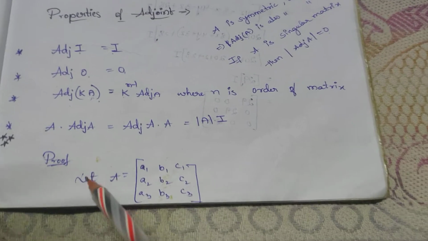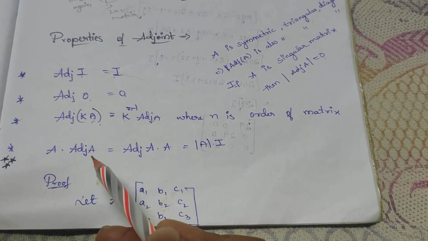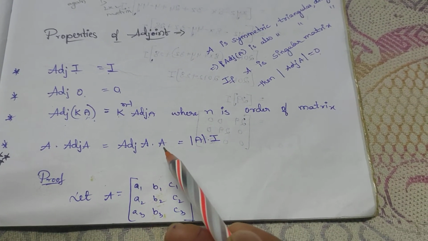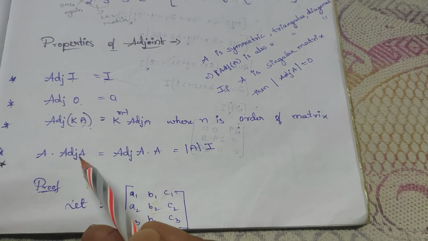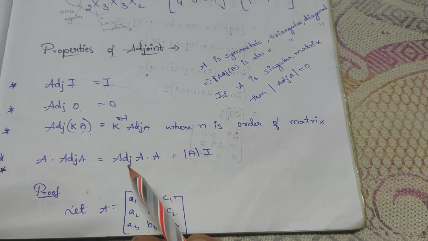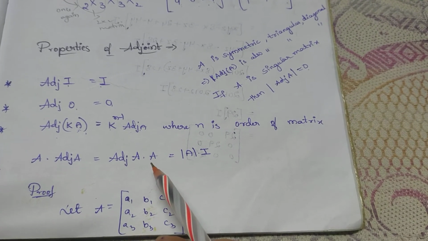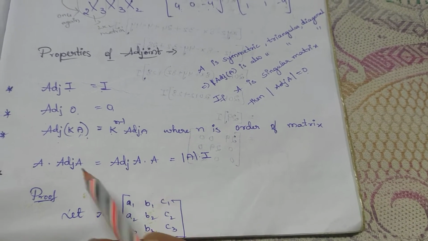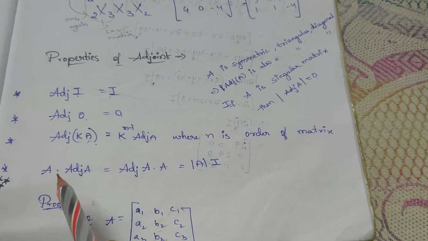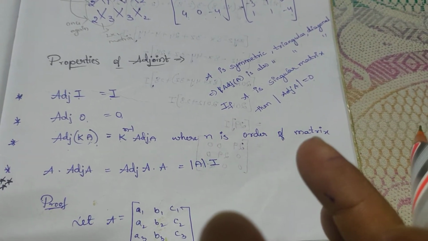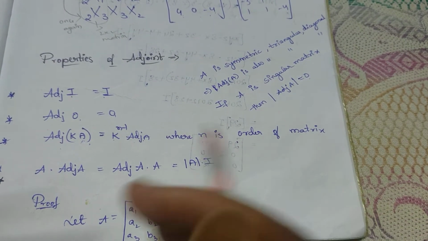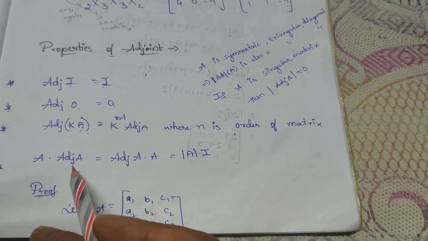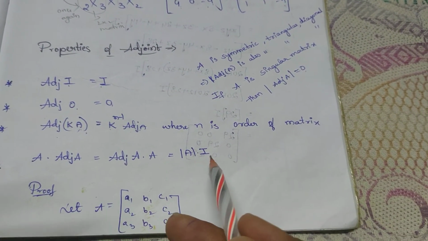Here one more point, very important. A into adjoint of A is equal to adjoint of A into A is equal to det A into I. It's very important. If you remember this one, sometimes they may give one matrix and ask to find A into the adjoint of that matrix. Then no need to find the adjoint of A. Directly this value becomes det A into I.